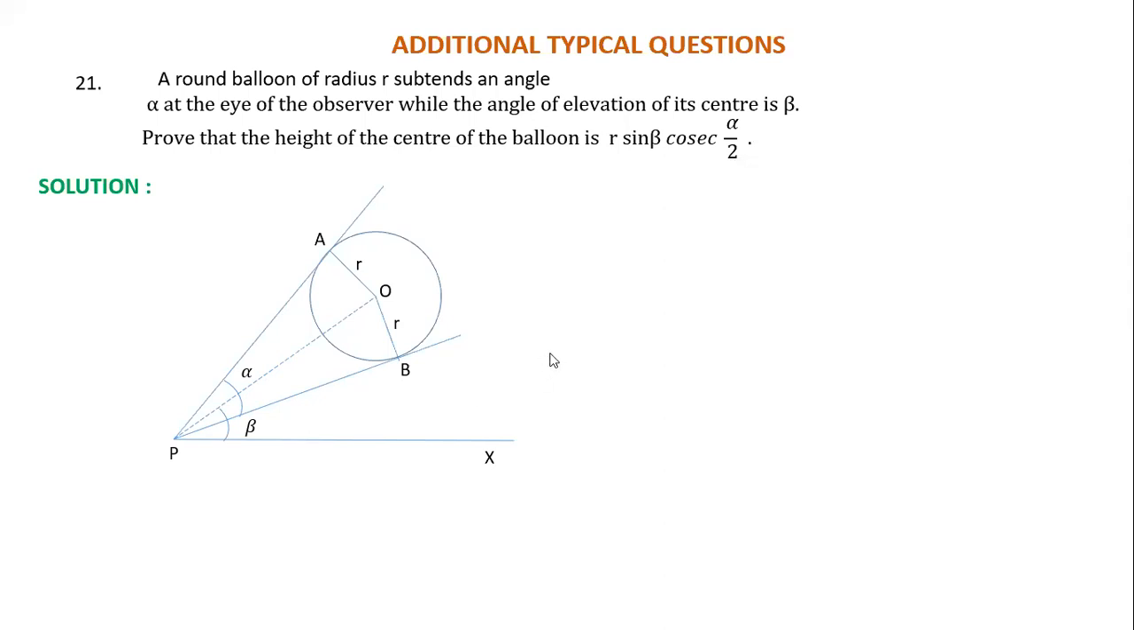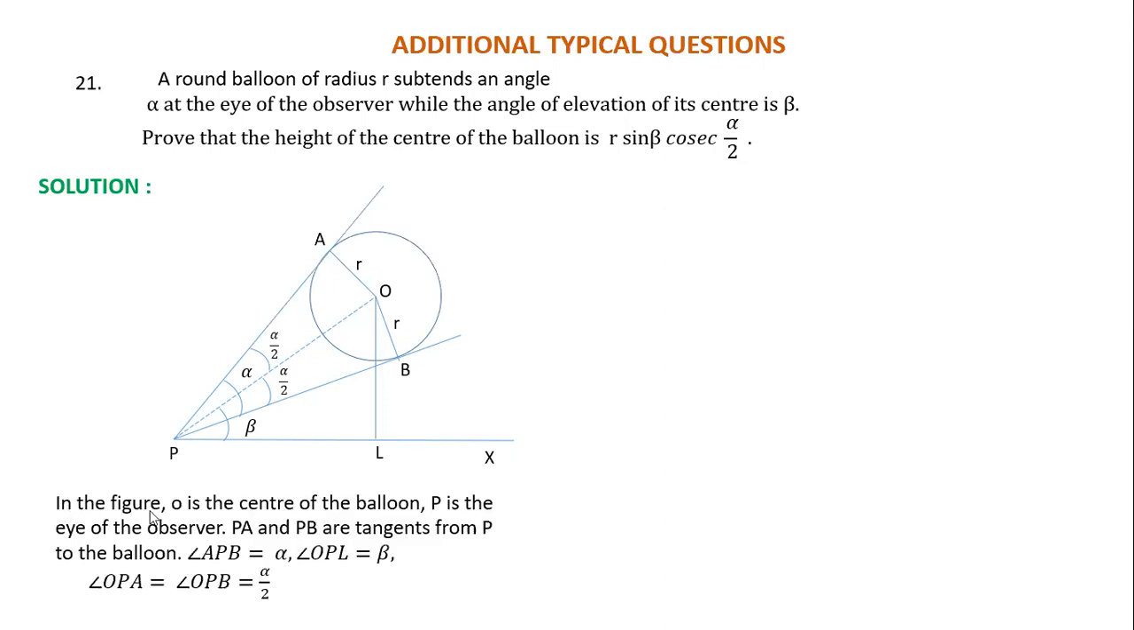APB is alpha. So if this whole angle is alpha, this should be alpha by 2. This should also be alpha by 2, half the angle, because it divides it into two equal parts. Now drop a perpendicular from the center. In the figure, O is the center of the balloon, P is the eye of the observer, PA and PB are tangents from P to the balloon.